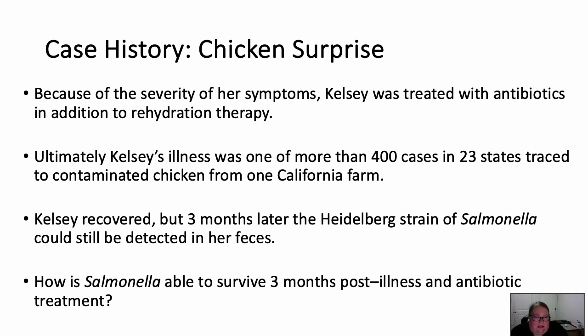Because Kelsey's symptoms are so severe and the antibody test came back positive, she was immediately treated with antibiotics. And because she was so dehydrated, she was immediately started on rehydration therapy. Ultimately, Kelsey was not the only one that showed these same symptoms. In fact, Kelsey was one of more than 400 cases over 23 states that had contaminated rotisserie chicken. They traced back these chickens, and all of these contaminated chickens came from one single California farm.